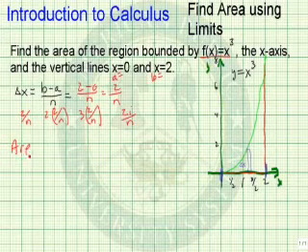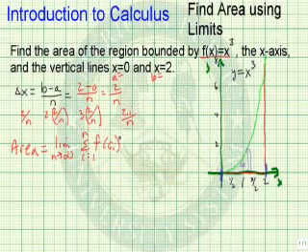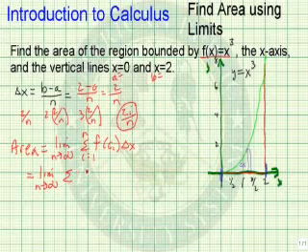To find the area that we're looking at, we take the limit as n approaches infinity of the summation of f of c sub i, where i goes from 1 to n, of delta x. For f of c sub i, we take this expression and put it into our equation. So we take the limit as n approaches infinity of the summation of 2i over n to the third power times delta x, which is 2 over n, where i goes from 1 to n.